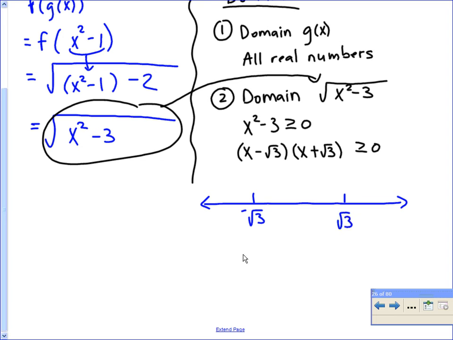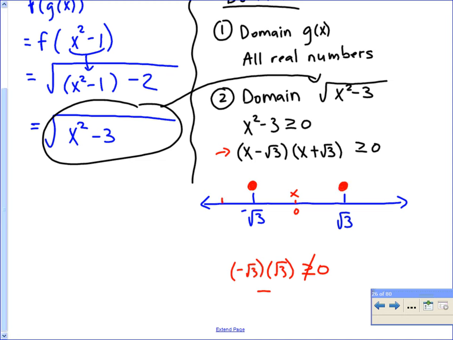I choose a test point. Maybe I choose 0. If I put 0 into this guy, then I get 0 minus root 3, giving me negative root 3. If I put 0 in the next one, I get root 3. And is that greater than or equal to 0? Well, it gives me a negative, so the answer is no. So this area doesn't work. I know that this does work, and this does work because of the equality.